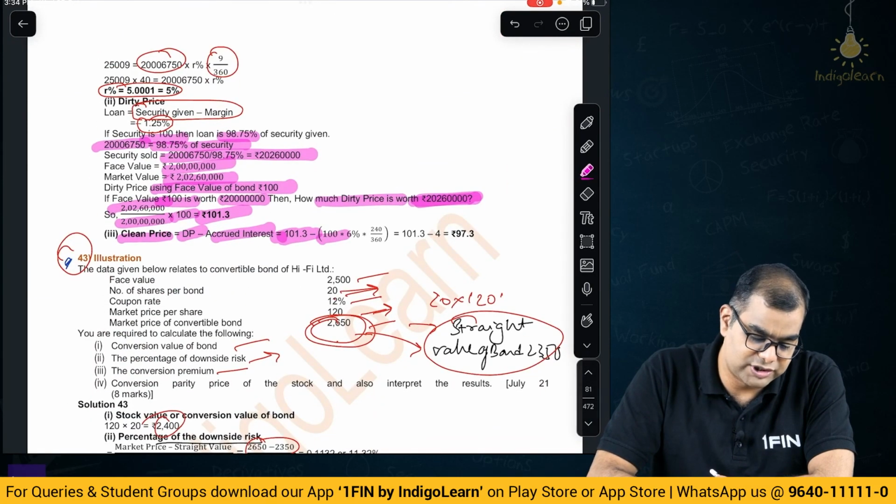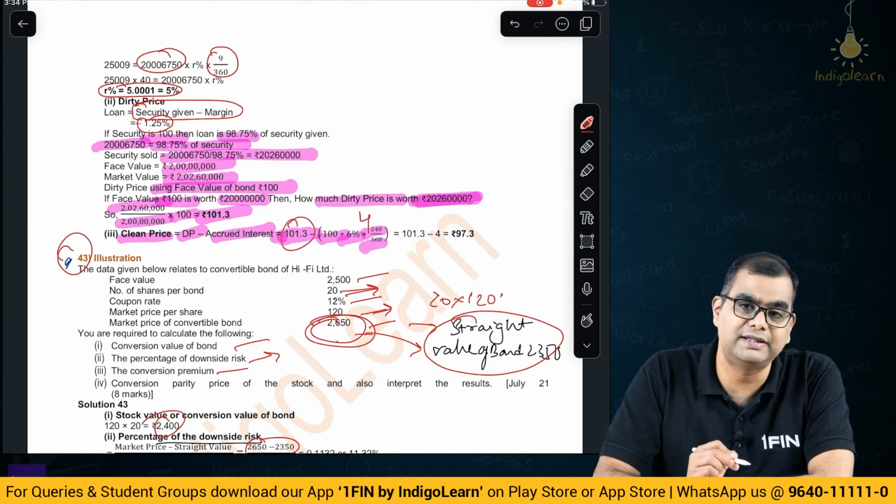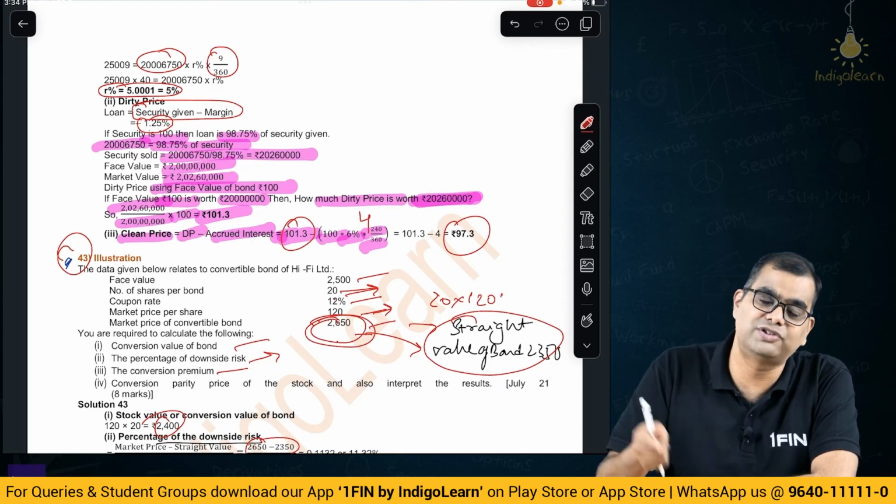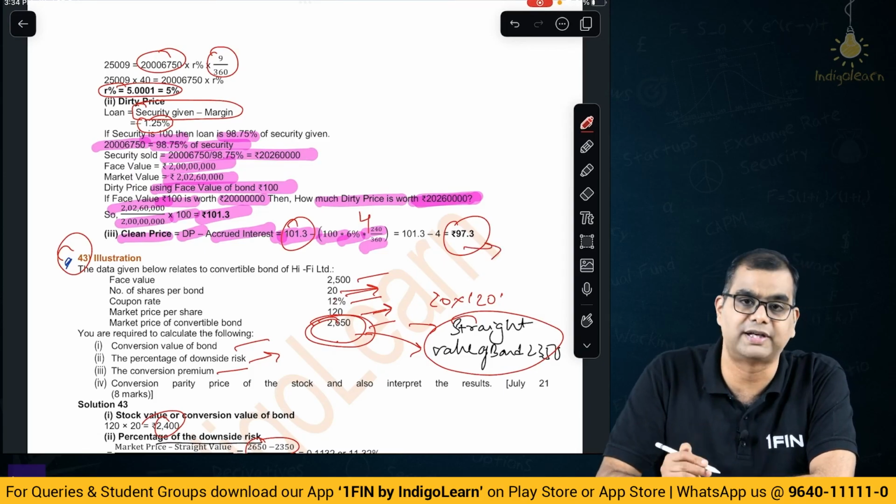So, 100 into 6% into 240 by 360, you basically get accrued interest of 4 rupees. So, 4 rupees is the accrued interest, and 101.3 is basically the dirty price. So, clean price is 97.3. So, the price of the bond which is put as collateral is 97.3.